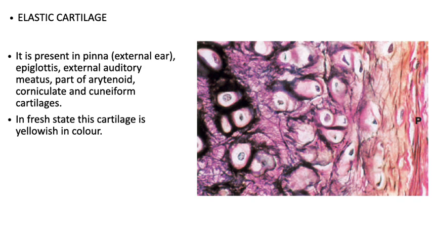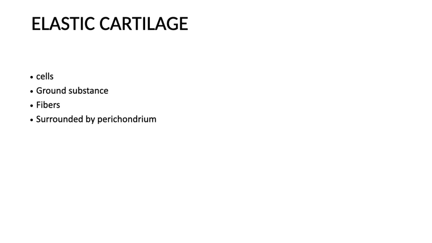Hyaline cartilage, we said, will have a glossy appearance, with a pale matrix with capsular, territorial, interterritorial, different types of matrix staining. Elastic cartilage will have fibers present in between the cells, and the cells are larger. In fresh state, this cartilage is yellow in color, so it is also known as yellow elastic cartilage. Perichondrium is present. Again, elastic cartilage will have cells, ground substance, fibers, and perichondrium is present.